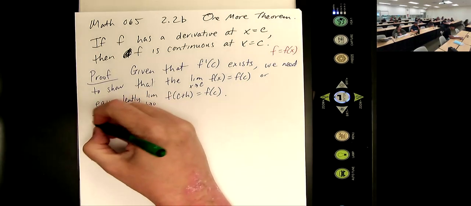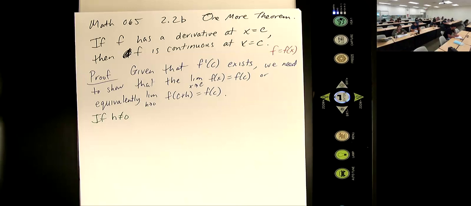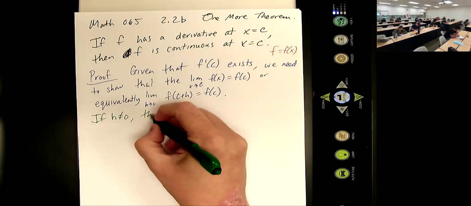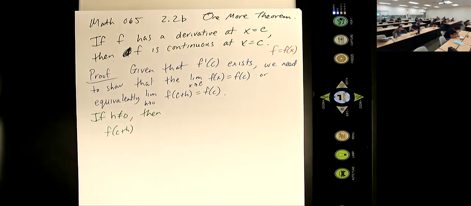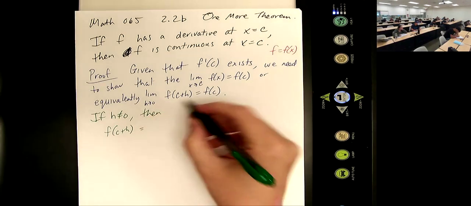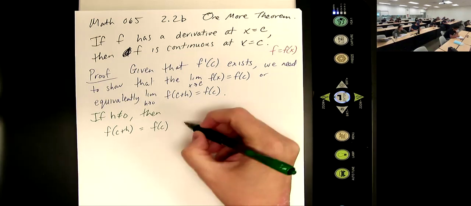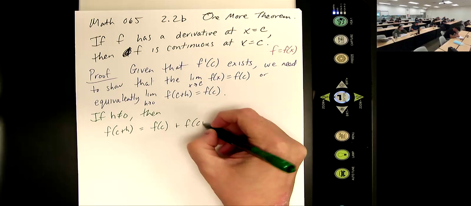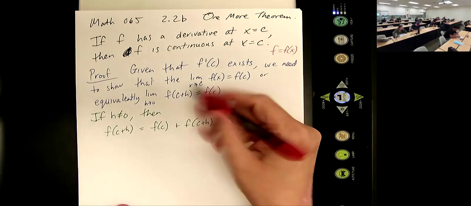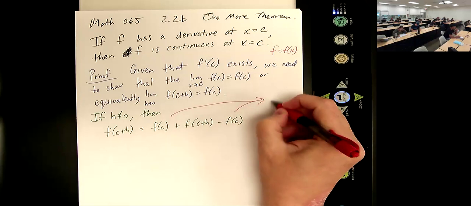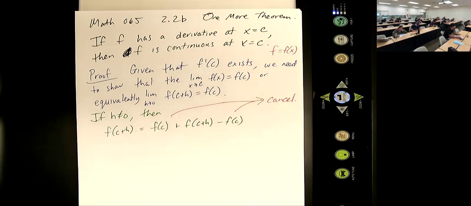So, assuming h does not equal 0, then we have f of c plus h. This is gonna look funny, but what I'm gonna do is add in f of c and subtract f of c. So these two together cancel. But by introducing them, I can start manipulating things.